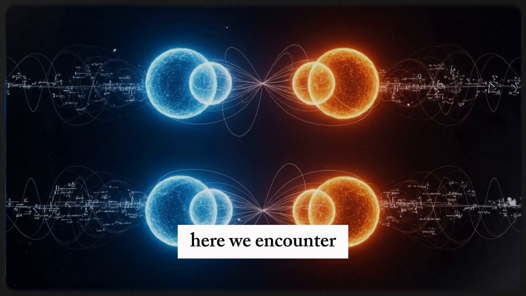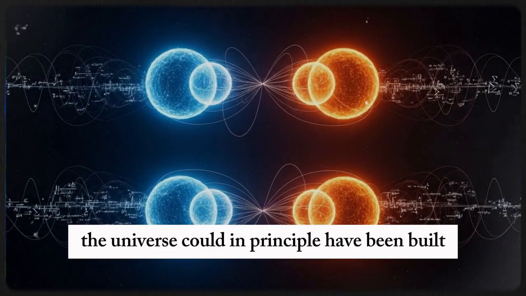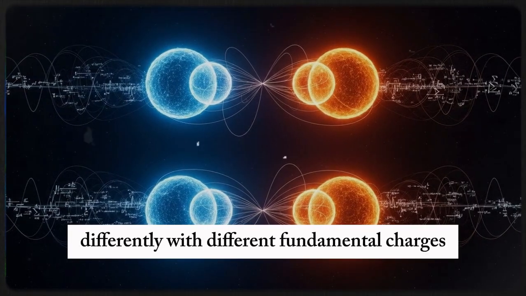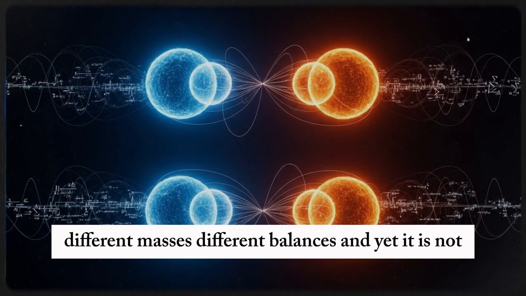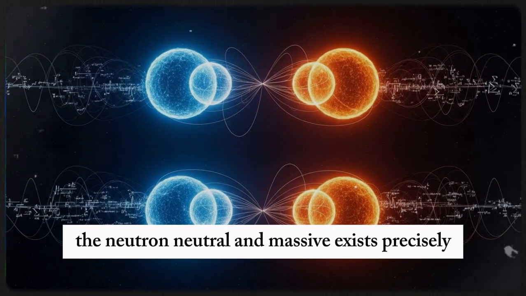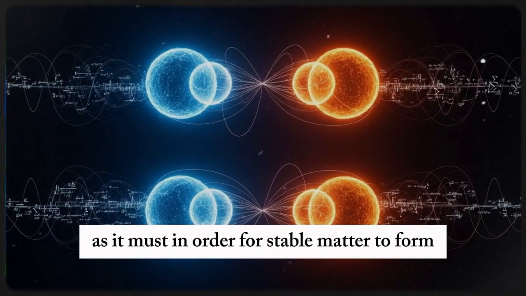Here we encounter one of the great mysteries of physics. The universe could in principle have been built differently, with different fundamental charges, different masses, different balances. And yet it is not. The neutron, neutral and massive, exists precisely as it must in order for stable matter to form.